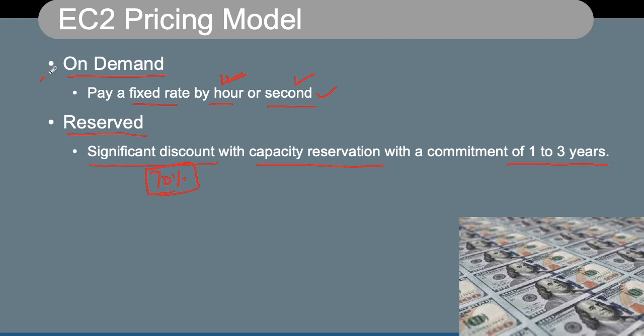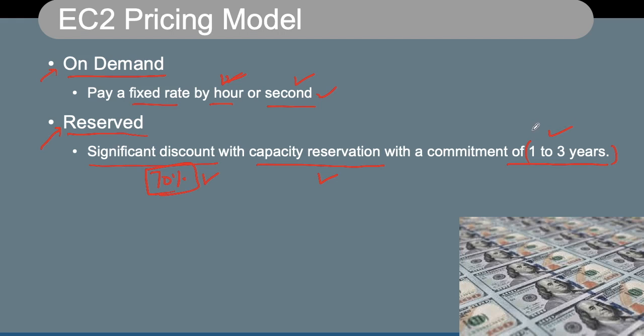After on demand, where there is absolutely no commitment, in the case of reserved you need to have some commitment, from 1 year up to 3 years, where capacity will be reserved for you. You can get up to 70% discount depending on what kind of instances you are choosing, what kind of capacity reservation you are making, the duration, and additionally how much money you are paying upfront.